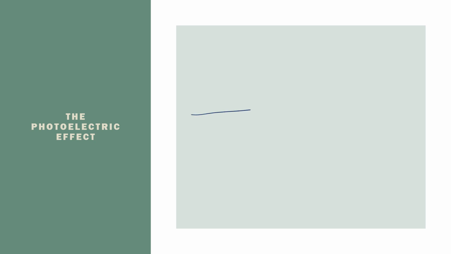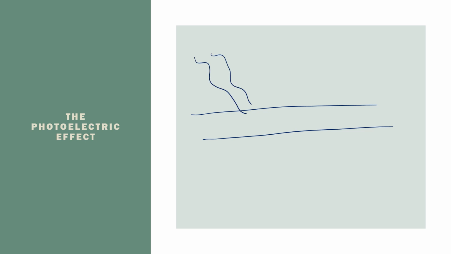So essentially, you have your metal, and when the photons come in, they can hit the electrons that are in that sea of valence electrons that is present in metallic bonding. If the photons have enough energy, then they can actually displace the electron and push it out of the metal. And that's the photoelectric effect.